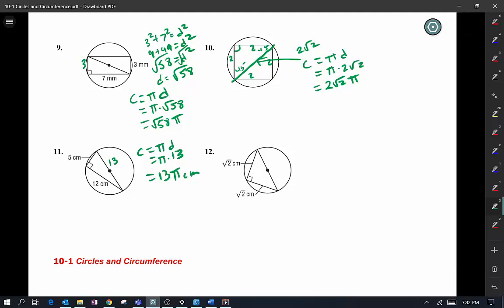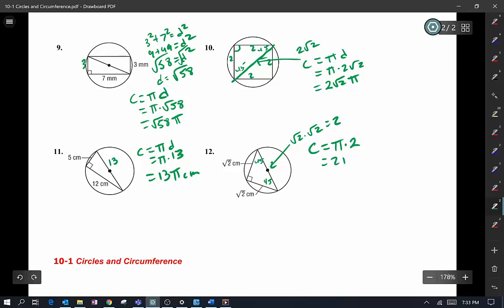All right, one more problem. Example 12. Those are both root 2, which means this is a 45, 45, 90 triangle. So this is going to be equal to root 2 times root 2, times root 2, right? Because it's s root 2. And root 2 times root 2 is 2. So the circumference is equal to pi times the diameter, which is 2. So it's 2 pi centimeters. And that's all there is to this.